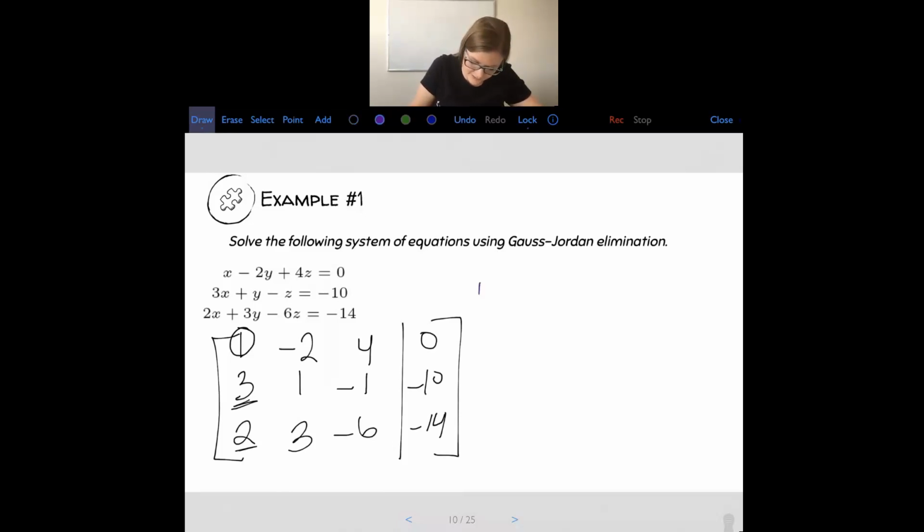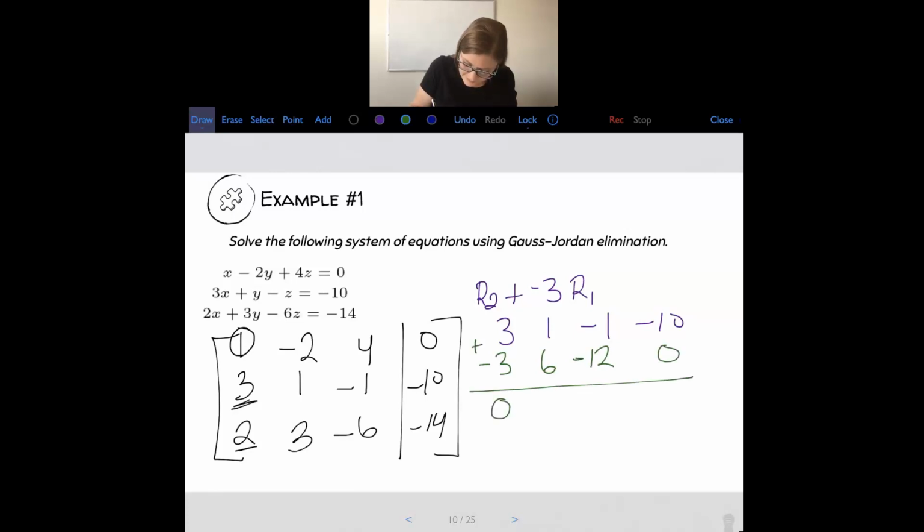First I'm going to take row 2 plus negative 3 times row 1, because I want to have negative 3 and positive 3 added together. So 3, 1, negative 10, and then I multiply row 1 by negative 3, which gives me negative 3, 6, negative 12, and 0. I add these together and get 0, 7, negative 13, negative 10, and this becomes my new row 2. On the next slide, I'm going to rewrite everything except row 2 becomes 0, 7, negative 13, negative 10.